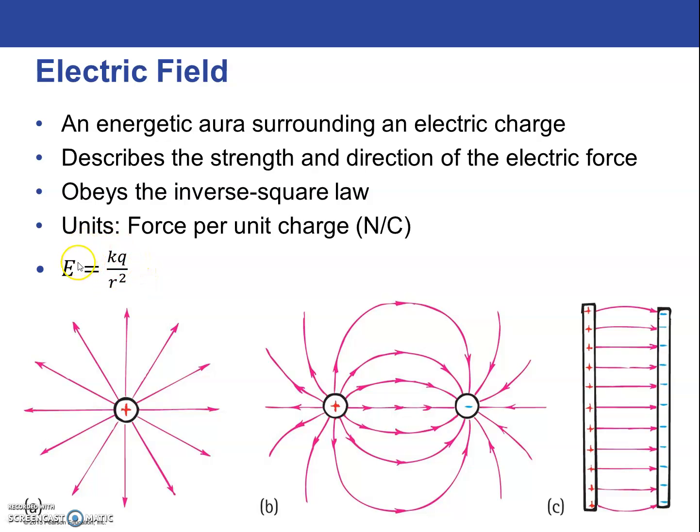You might remember that the acceleration of gravity, which is a representation of the gravitational field, had an analogous equation, which was capital G, that constant, times the mass we're looking at, over r squared. And the last thing here is that the unit of an electric field is force per unit charge. So newtons per coulomb.